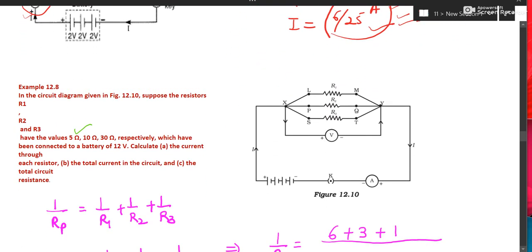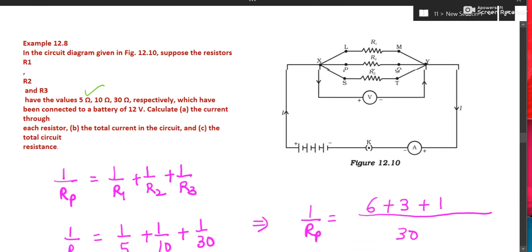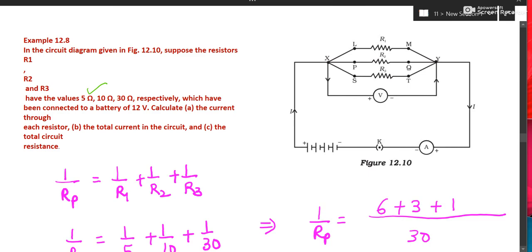Okay, getting to next. In the circuit diagram, 5 ohm, 10 ohm, 30 ohm are connected respectively to a 12 volt battery. Calculate the current through each, the total current and the total circuit resistance. So this is the diagram, and values have been given as 5 ohm, 10 ohm for the second resistance, and 30 ohms for the third resistance.